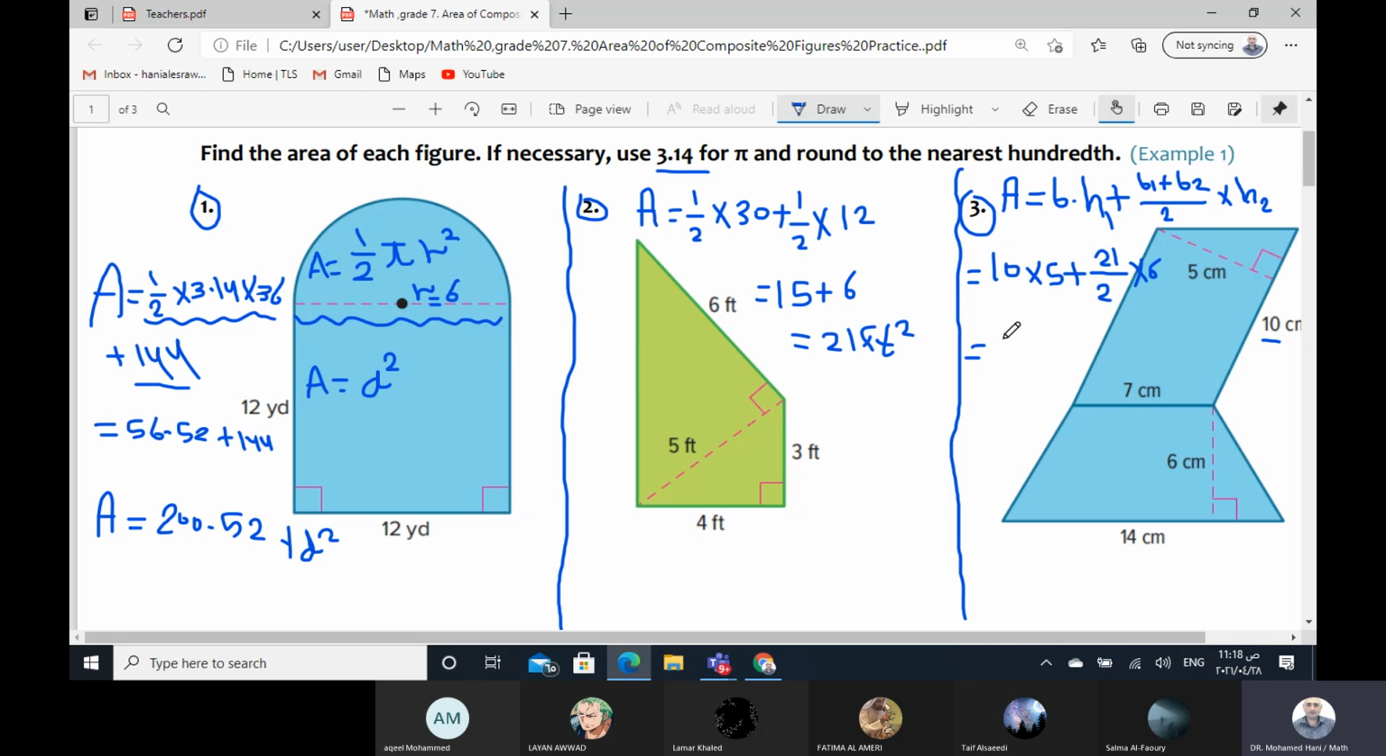Now 10 times 5 will be 50. And here we can divide 21 by 2, then multiply by 6, and we can divide 6 by 2. 6 divided by 2 will be 3, then 3 multiplied by 21 will be 63. Now 50 plus 63 will be 113 centimeter squared.